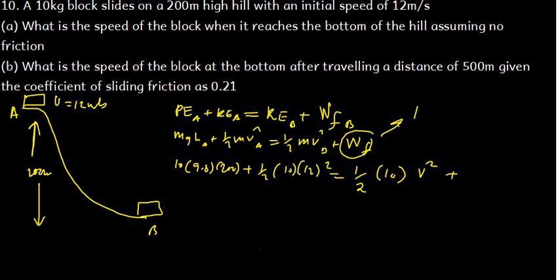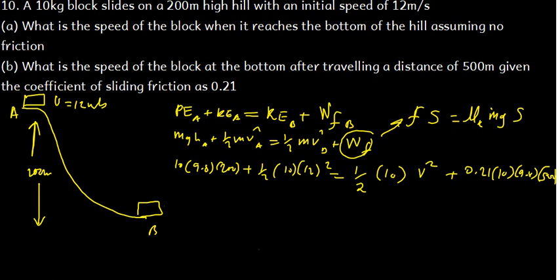Work is friction times distance. But how do you find friction? Friction is given by coefficient of friction times the normal force, and the normal force, because it will be on level ground, is given by mg, and then times the distance there. So mu k we've been given as 0.21. The mass is still 10, g is 9.8, the distance is 500.